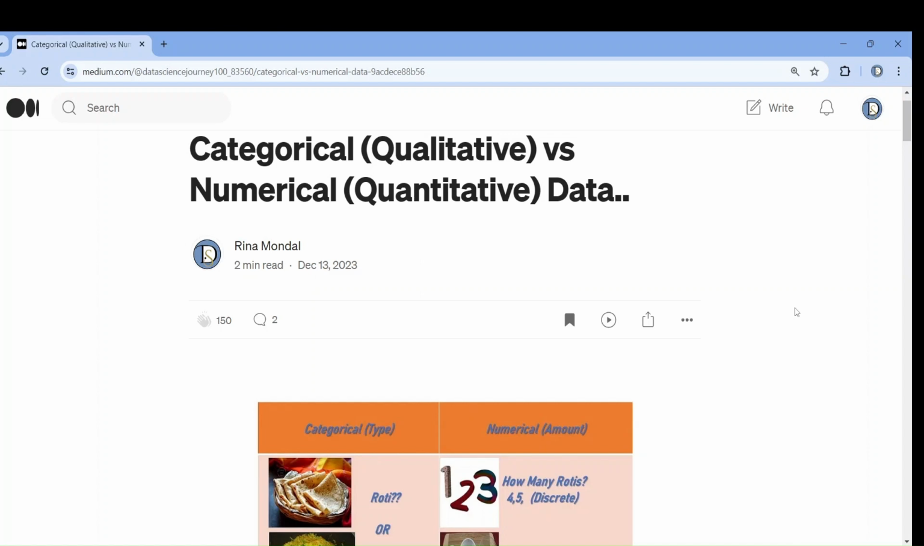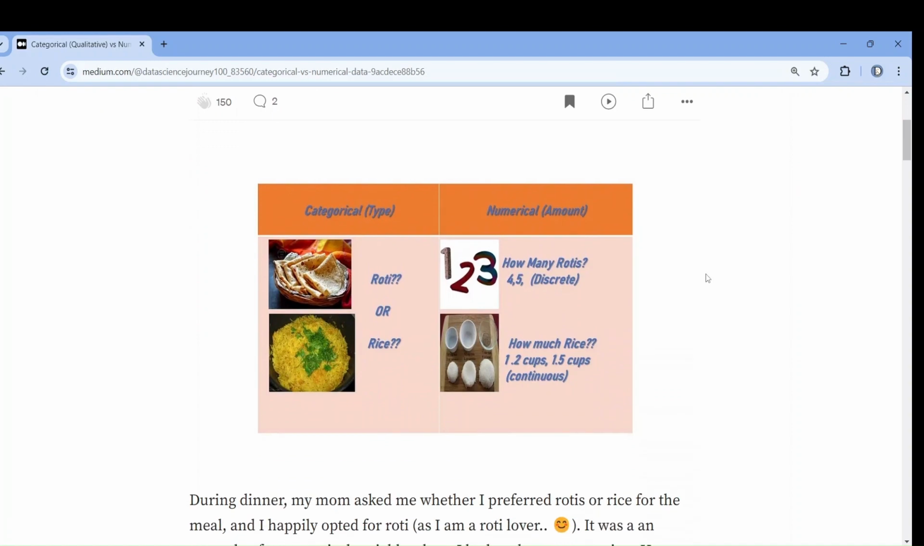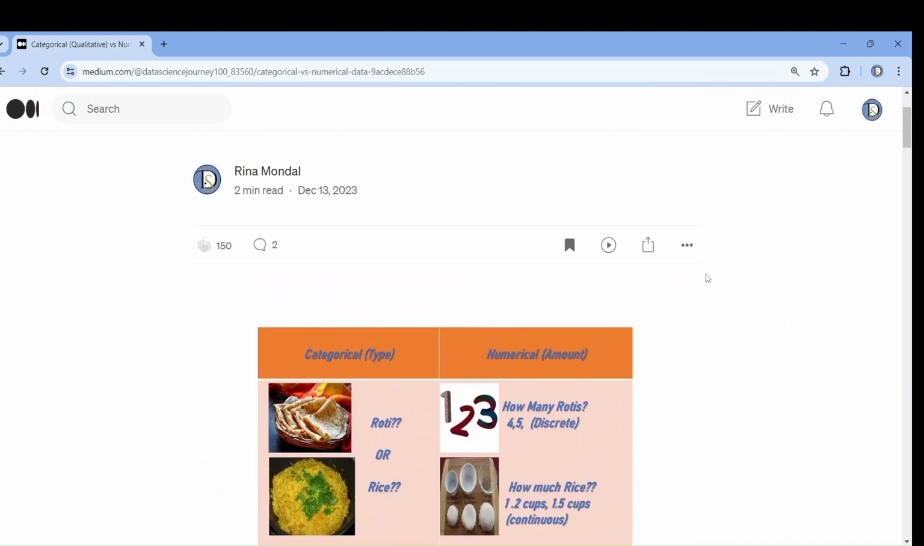First, we will study about data because we are going to work with data. So what are the types of data must be very clear to us. Here I have written a blog, and from this blog I will give you the complete explanation. This is a very easy topic, and let's start it. First, what are the types of data?